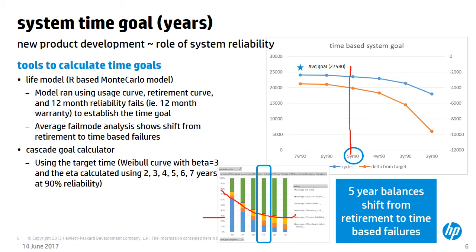In this case, we're looking at a 5-year time frame that balances between a fall off in performance where, rather than retiring the product, failures take over the product. This balancing effect determines where you will be in the time sequence.